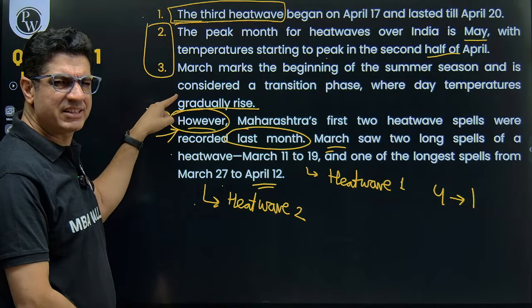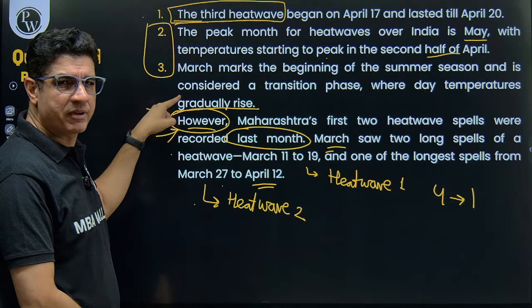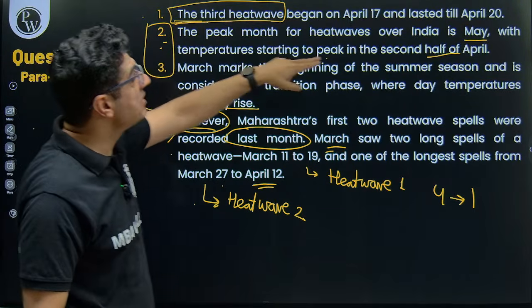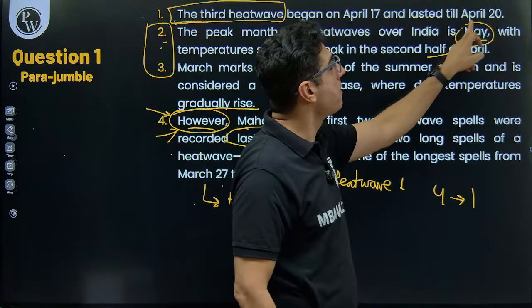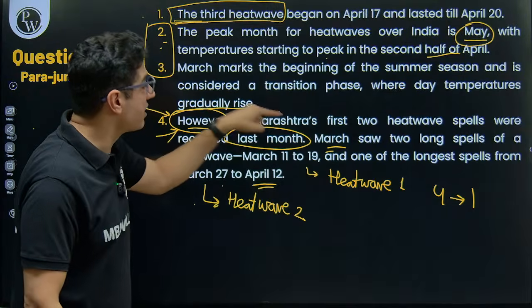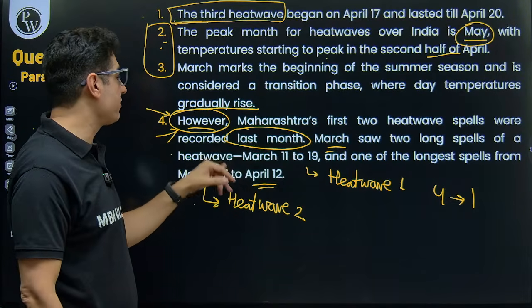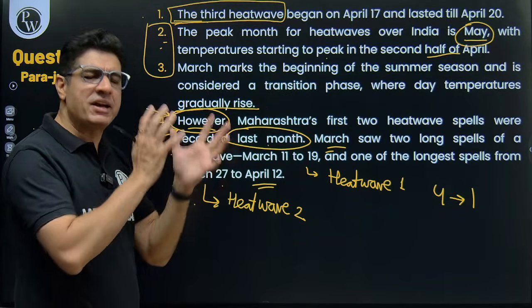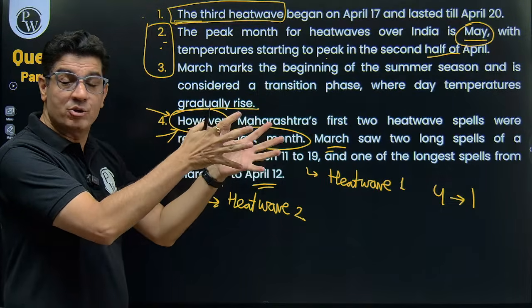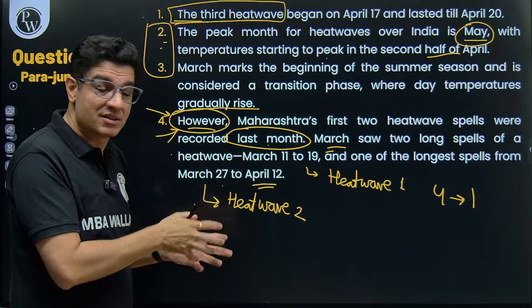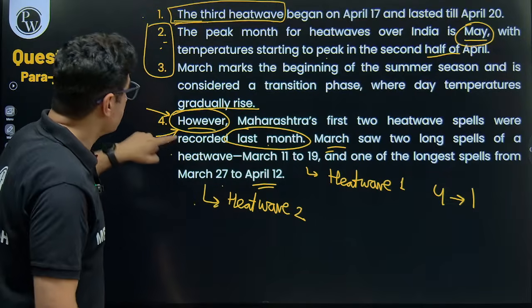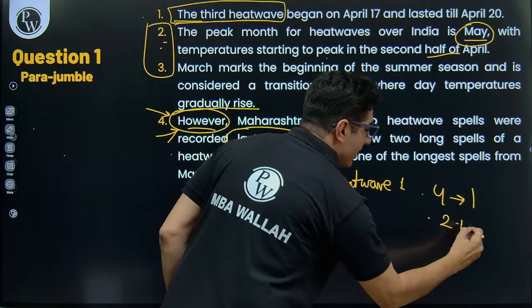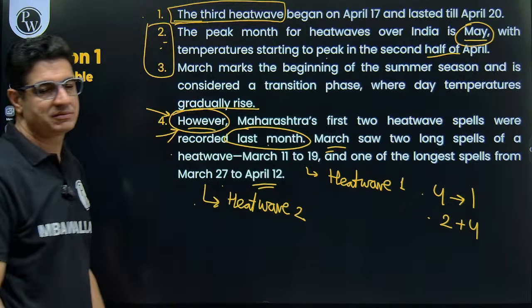Anything in third that tells you that we don't expect heat waves in March? No. Anything in second? Yes, because the peak month is May. However, Maharashtra's first two heat wave spells were recorded in the month of March. So you expect them to occur in May, you don't expect them to occur in March, yet they occurred in March. So if you want to justify the "however", you need to put 2 and 4 together.